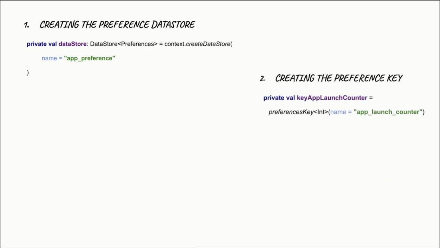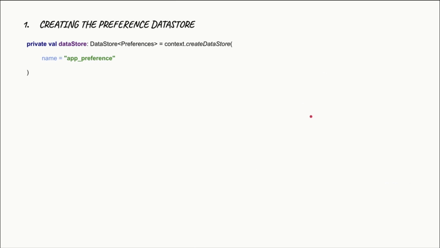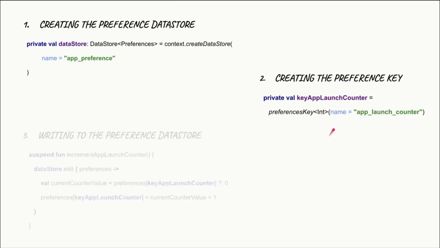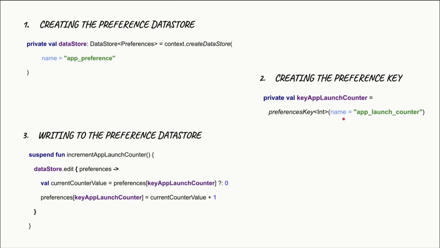Creating the preference key. As in shared preference, we create the keys as flat strings, right? Now here, there is a preference key that you need to define, where you have a name, and for the sake of the demo, you can say it's an app launch counter, because we're going to save the app launch counter to our preference file.